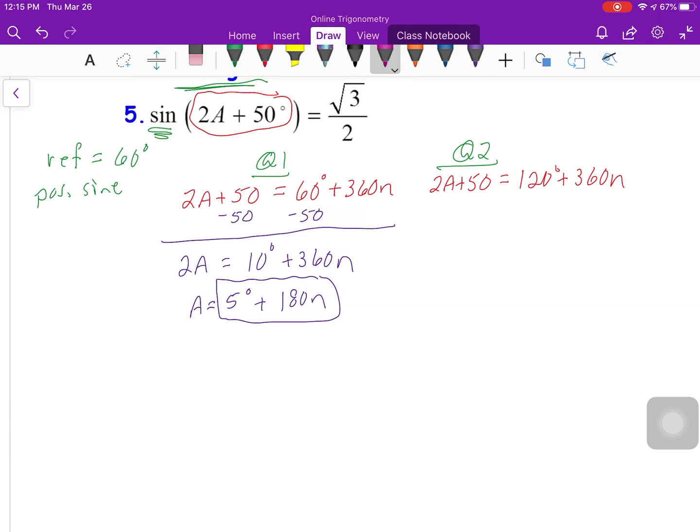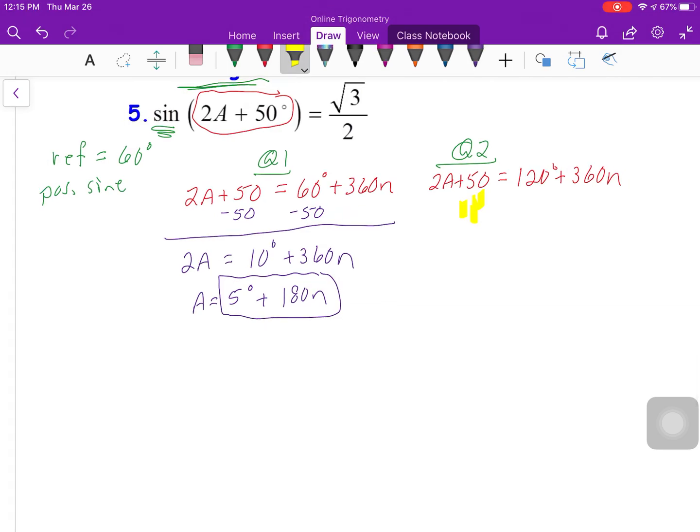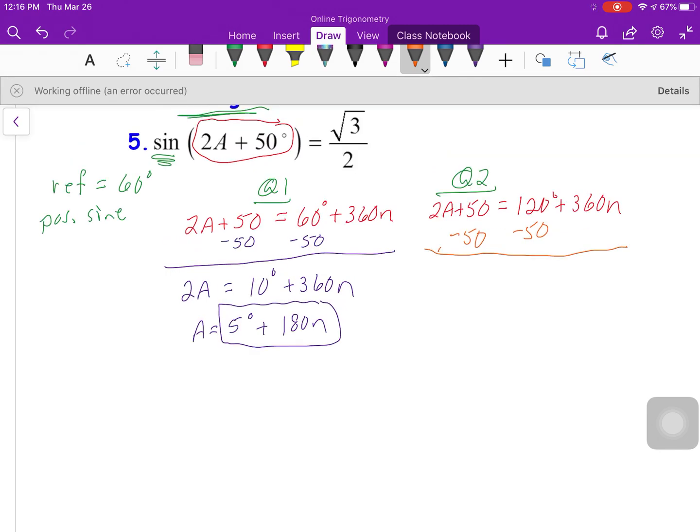Doing the same type of thing over here, we would subtract 50 on both sides. That would leave us with 2a is equal to 70 plus 360n. We would divide everything by 2, and we would have a equals 35 plus 180n.